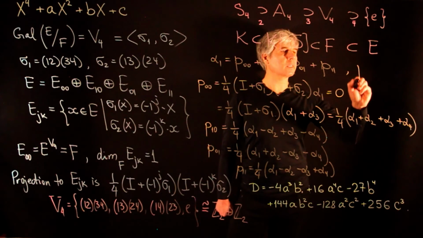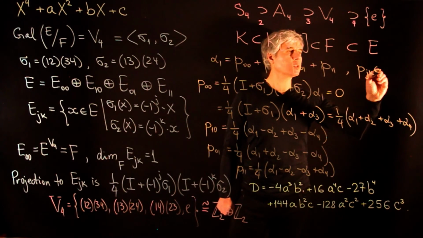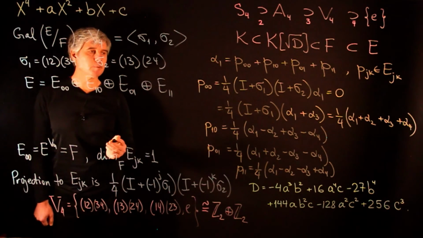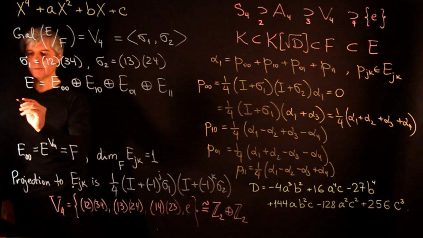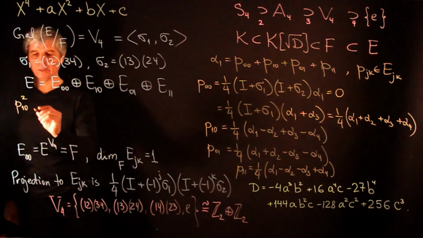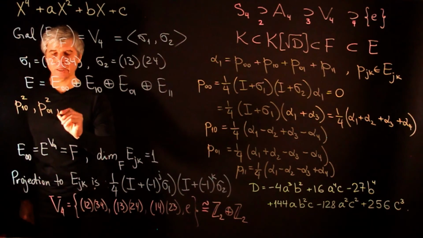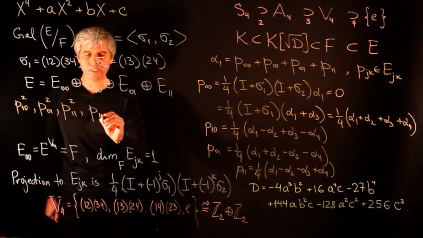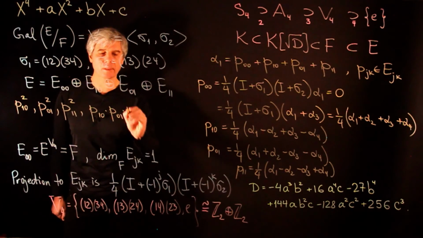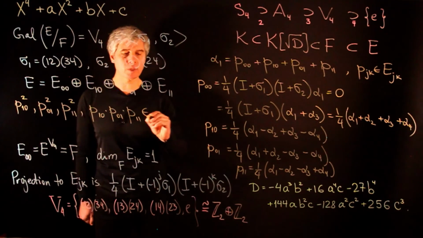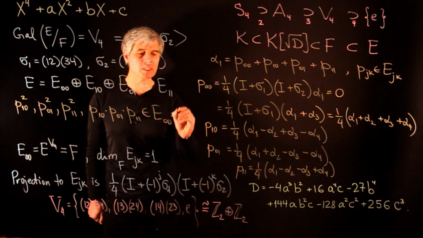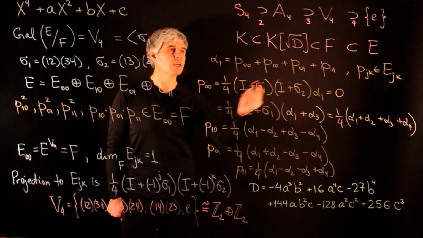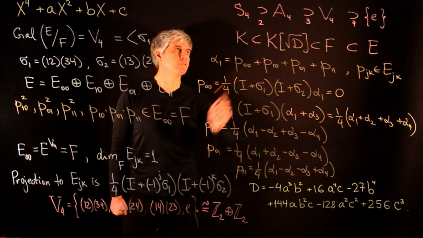So what we have here is that pjk belongs to the component ejk. Because this grading is compatible with multiplication, we conclude that p10 squared, p01 squared, and p11 squared, as well as the product p10 times p01 times p11, all belong to the component E00, which is the field F. So this tells us that these components of alpha are square roots of something from F.